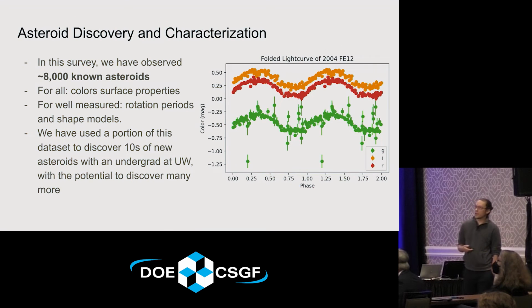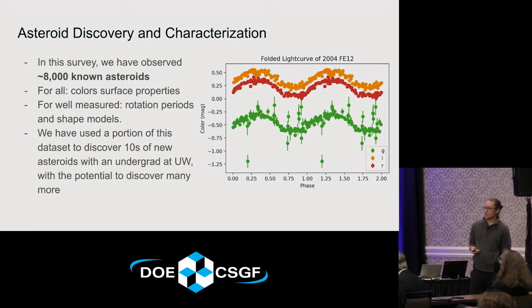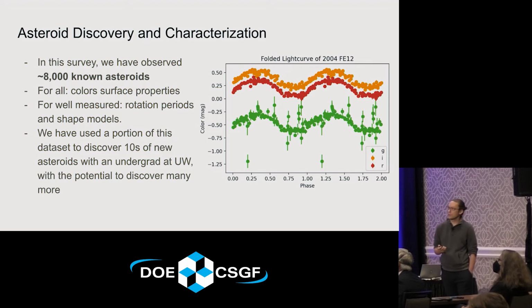And so this covers a plan we have for analyzing main belt asteroids from this survey. We want to measure the colors, measure the rotation periods, and also discover new asteroids.